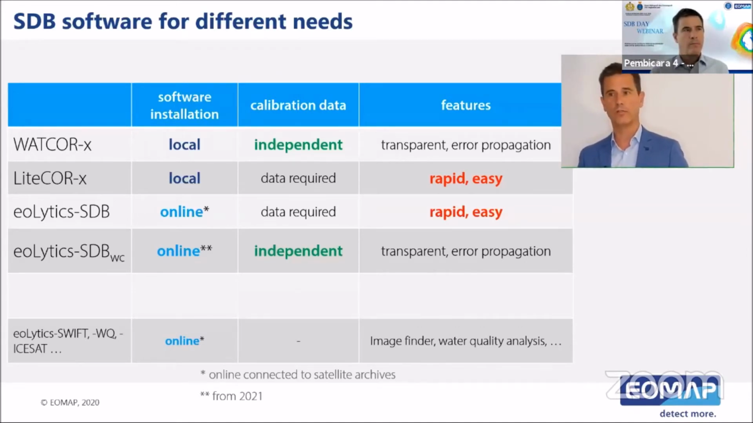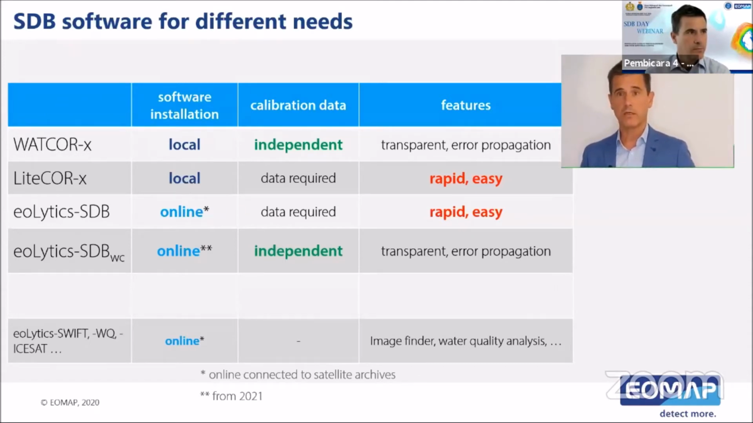For example, WaterCore is a fully physics-based software which can be installed locally to work independently, even if you don't have any calibration data or in situ data on hand. It's very transparent because of the fully physics-based way. That means you can run it quite simply so that it runs through, but you can as well go into each detail at each physical level to compare the outcomes of this software.